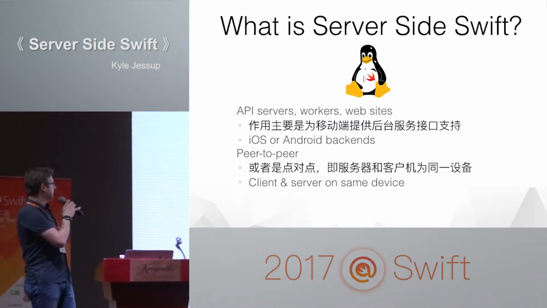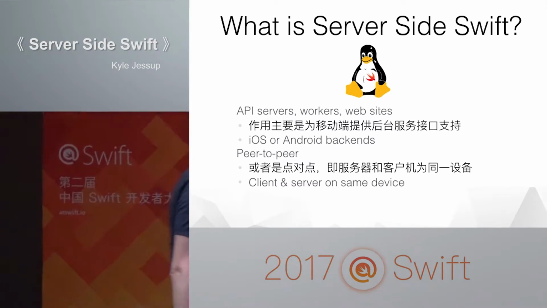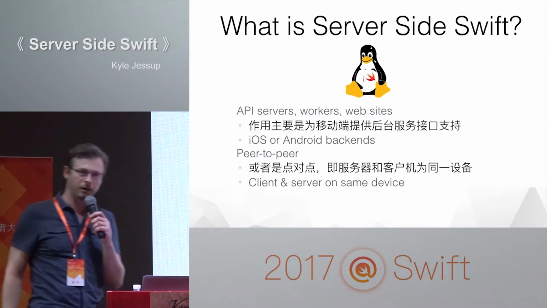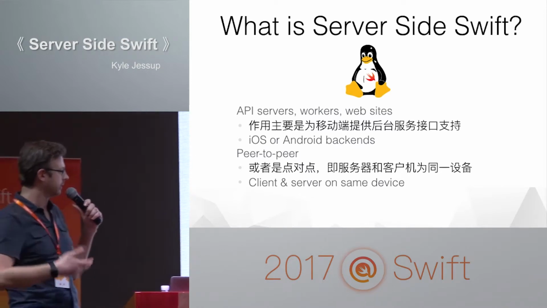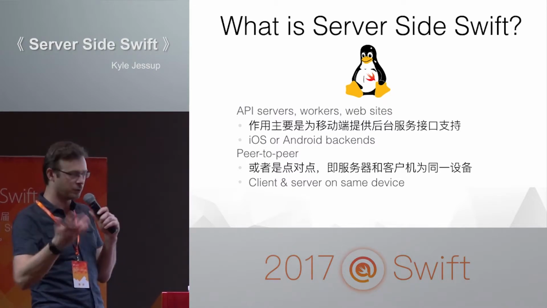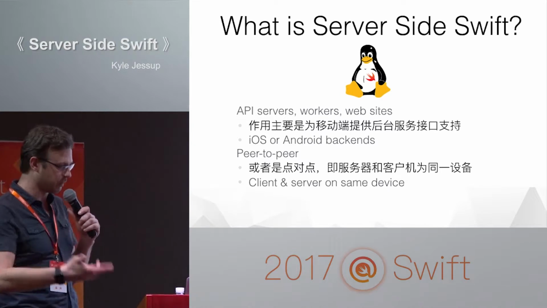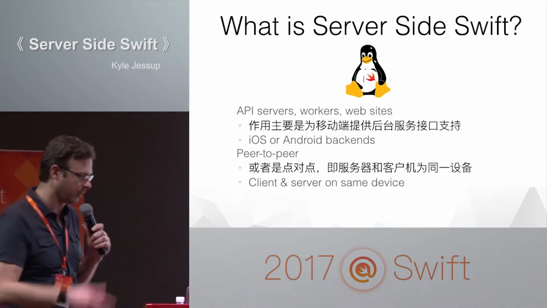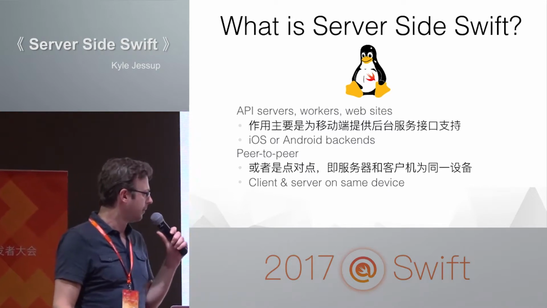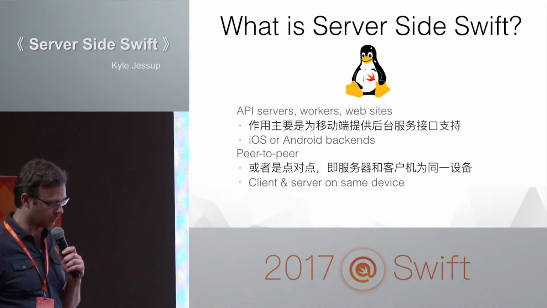And in addition, Swift on the server could be part of a peer-to-peer system where the client and the server are both operating together. You might consider maybe a video chat service where you have multiple clients, multiple essentially servers, and they're all on the same device. And you have a lot of people making peer-to-peer connections. So you can use Swift in that regard as well.